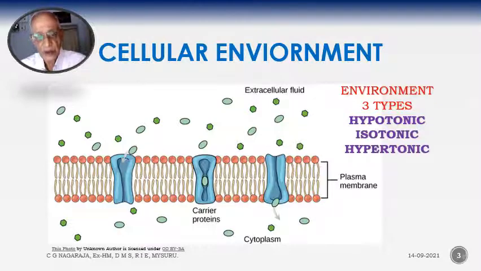The cell environment itself, both inside and outside, three types you may find: hypotonic, isotonic, and hypertonic. Now let us try to know a little more about these three terms, which I think you should be able to remember. When you say hypotonic, that means the outside of the cell, whatever the fluid is there, will contain less number of solute particles.